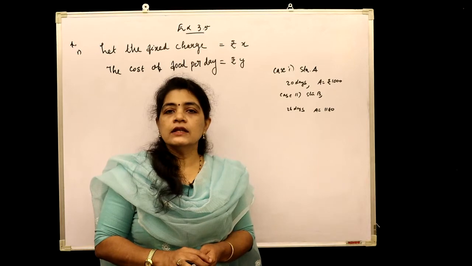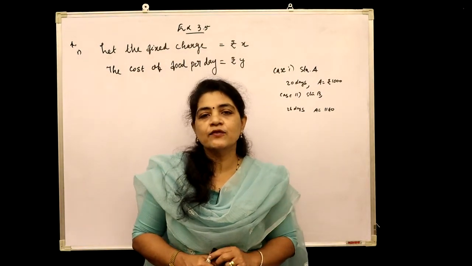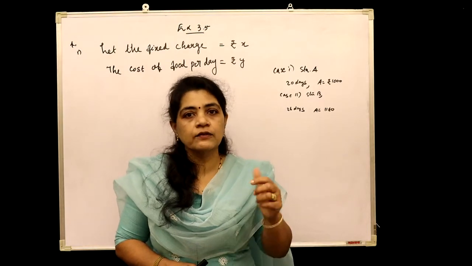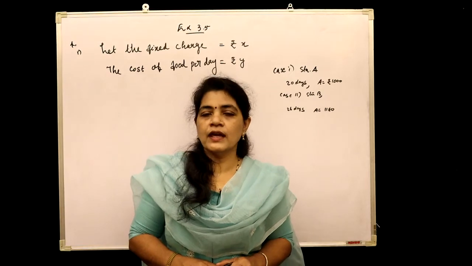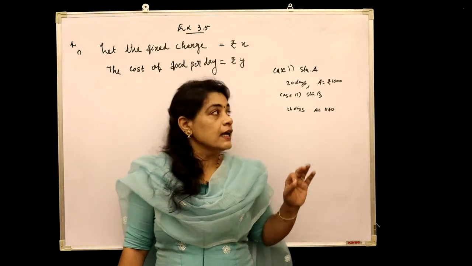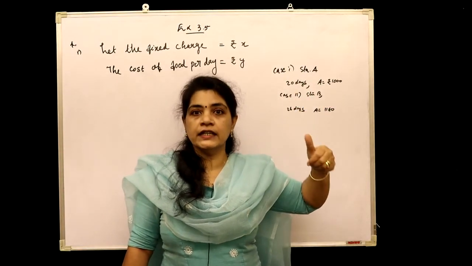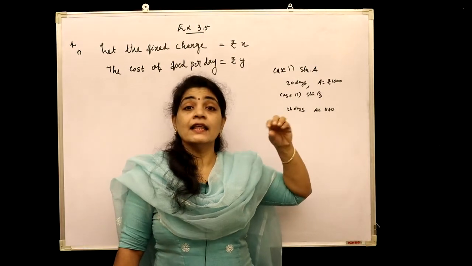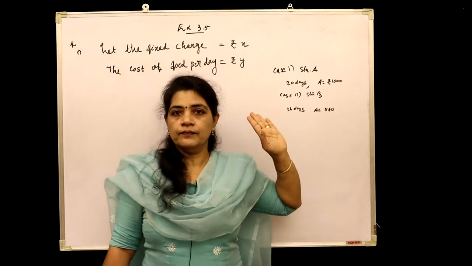Okay, and here in this question we have two cases. From these two cases we can formulate equations and we will get a pair of linear equations in two variables. Let us see what is the first case. In the first case, the first student A has taken food for 20 days, and the amount she paid is rupees 1000.